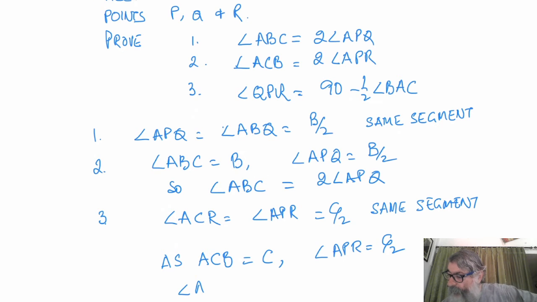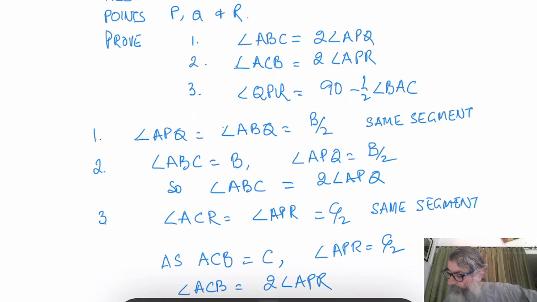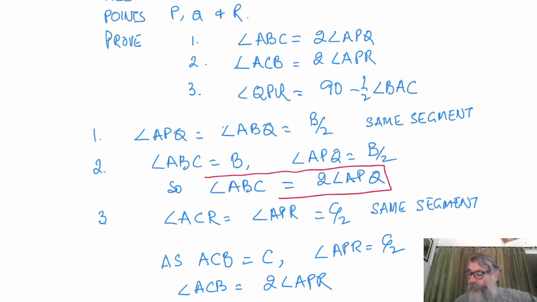These are results. ABC is double of the corresponding angle, and similarly here I can get the other. So these are the two results which we have got.